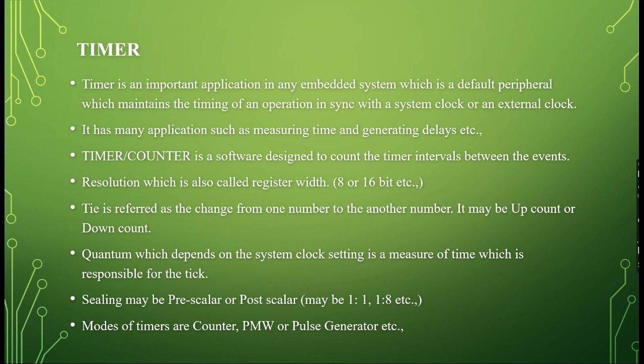Timer. Timer is another important peripheral in an embedded system, which maintains the timing of an operation in sync with a system clock or an external clock. It has many applications, such as measuring time and generating delays. Timer or counter is designed to count the time intervals between events.